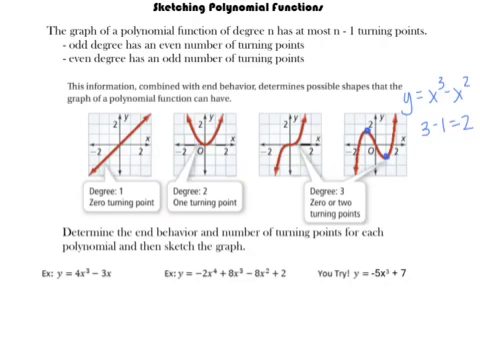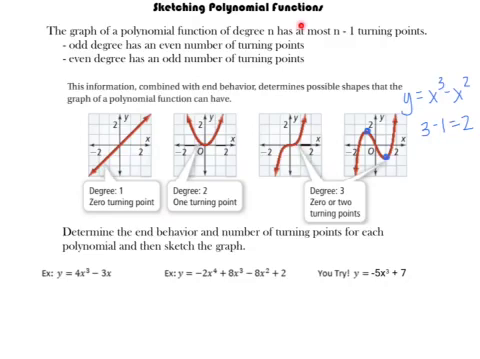It goes on to say that if your degree is odd, like ours was, then you always have an even number of turning points. And we did. We had 2. If you have an even degree, then you'll have an odd number of turning points. Now, these words up here, at most: it says at most because sometimes you won't have that many turning points.